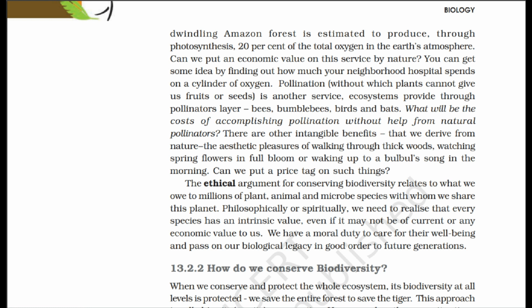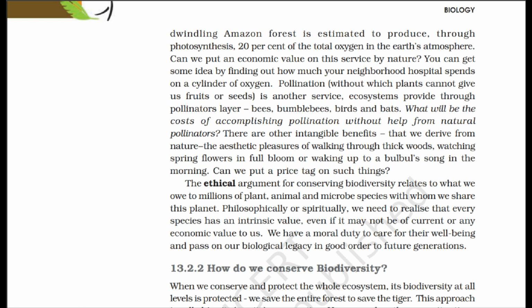The ethical argument for conserving biodiversity relates to what we owe to millions of plant, animal, and microbe species with whom we share this planet. Philosophically or spiritually, we need to realize that every species has an intrinsic value, even if it may not be of current or any economic value to us. We have a moral duty to care for their well-being and pass on our biological legacy in good order to future generations. How do we conserve biodiversity?